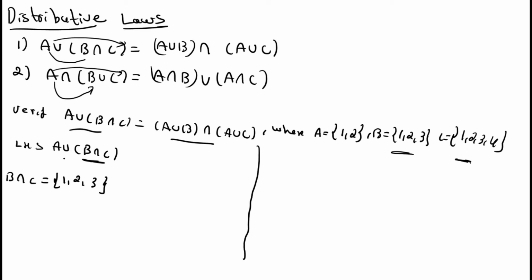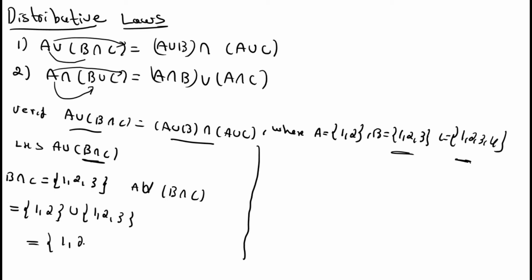Okay, next what you have to calculate? A union (B intersection C). What is set A? {1, 2} union (B intersection C), {1, 2, 3}. What will you get? {1, 2, 3}. Take it as equation 1. This is the LHS value.